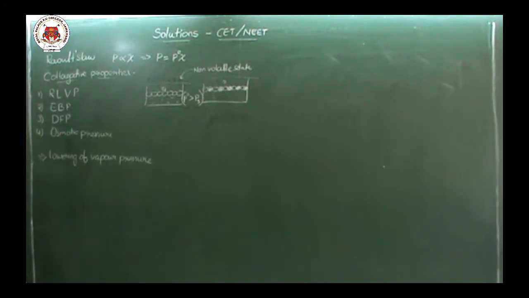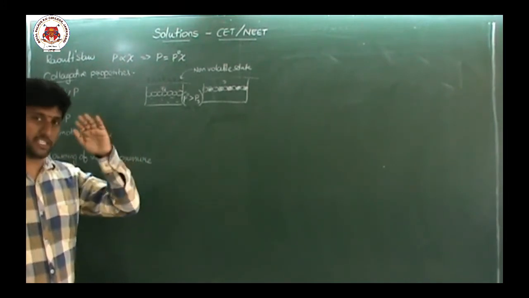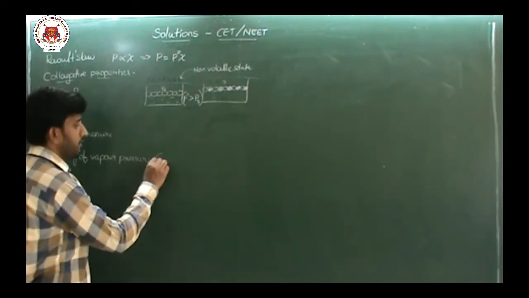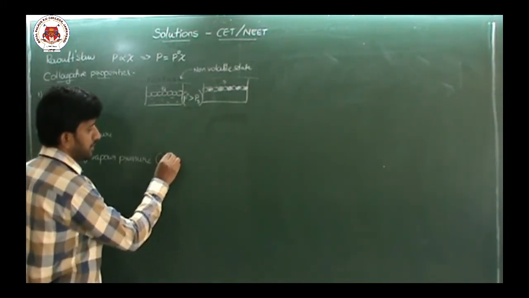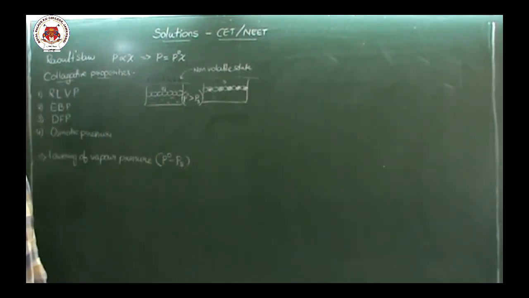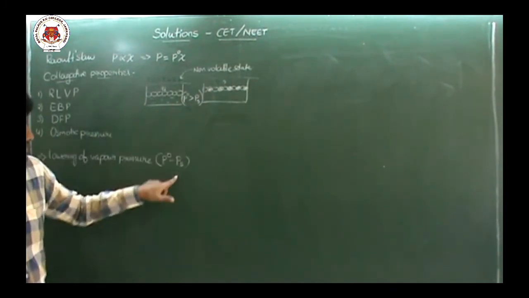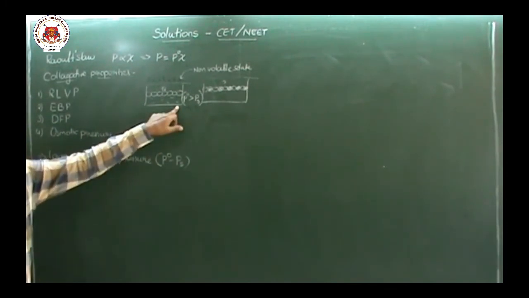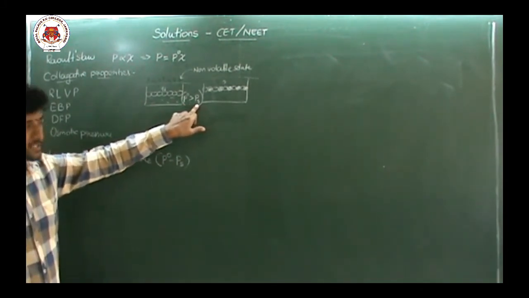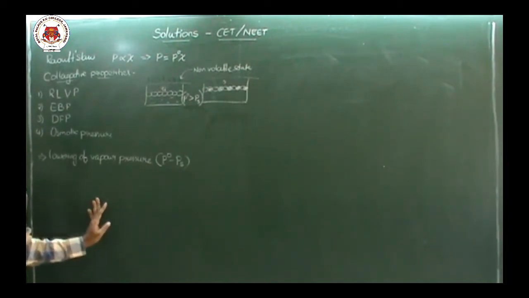So what is lowering of vapor pressure? When a non-volatile solute is added to a volatile solvent, the pressure gets decreased. That is nothing but lowering of vapor pressure. It can be indicated by the formula P naught minus Ps. So how much it is decreased is given by initial pressure minus final pressure. Initial pressure P naught, final pressure Ps. Which is greater? Initial pressure is greater, final pressure is lesser. So how much it is decreased? P naught minus Ps.